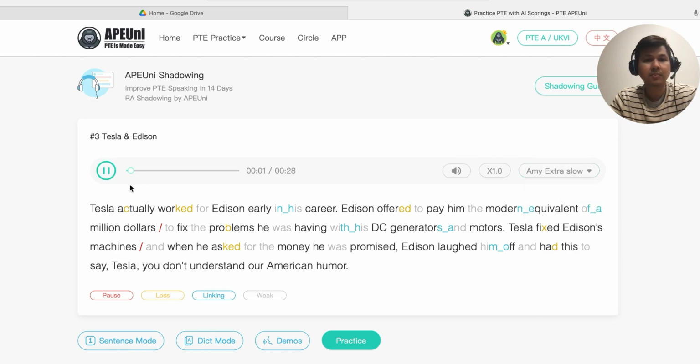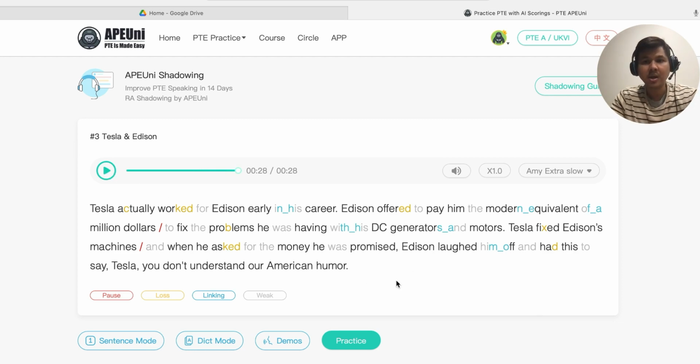Extra slow. Tesla actually worked for Edison early in his career. Edison offered to pay him the modern equivalent of $1 million to fix the problems he was having with his DC generators and motors. Tesla fixed Edison's machines, and when he asked for the money he was promised, Edison laughed him off and had this to say, "Tesla, you don't understand our American humor."